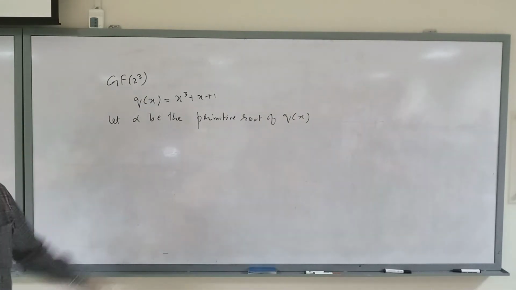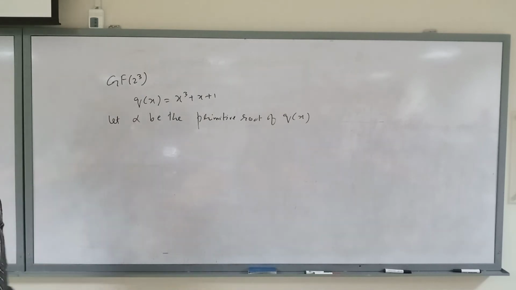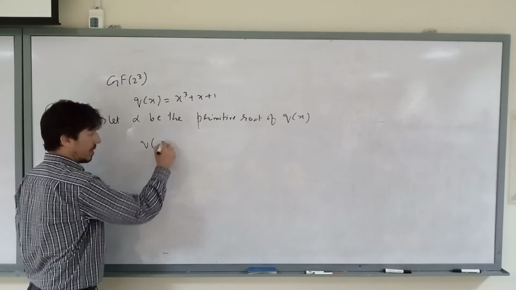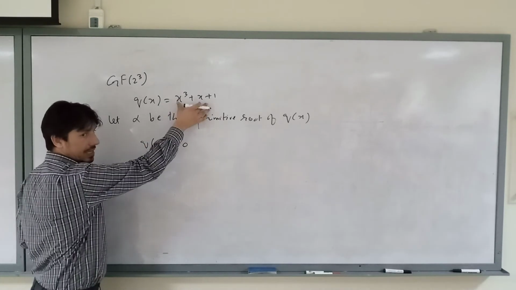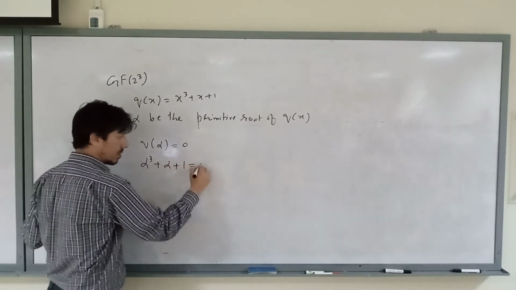एक से ज्यादा भी हो सकता है, लेकिन मैं सिंपलेस्ट वन ले रहा हूँ। अंडर मॉड 2 देखो, ये इसका रूट तो नहीं एग्जिस्ट करता, ये करता है। 0 रॉन्ड पुट करके चेक करो। So Q of alpha, if alpha is a root, then it must satisfy this one. So alpha 3 plus alpha plus 1 equal to 0.